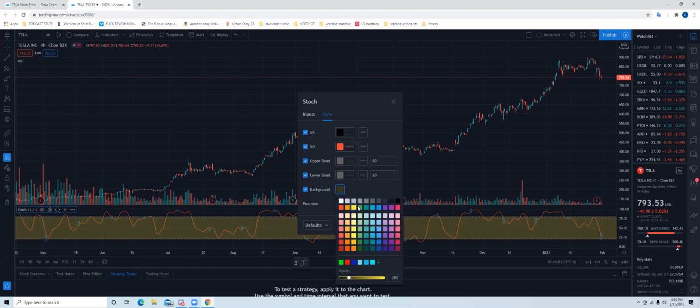Maybe like yellow. Because I want them to be able to visibly see it. Gotcha. It'll just be white. All right, go ahead.